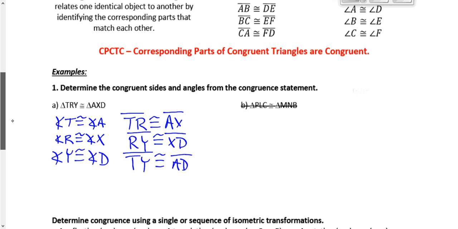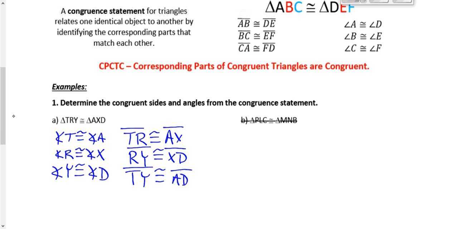Oh, by the way, this is important up here. Just forgot. Corresponding parts of congruent triangles are congruent. You see this abbreviation, CPCTC? You need to remember that. Okay? So we're doing proofs. That's going to be a reason.